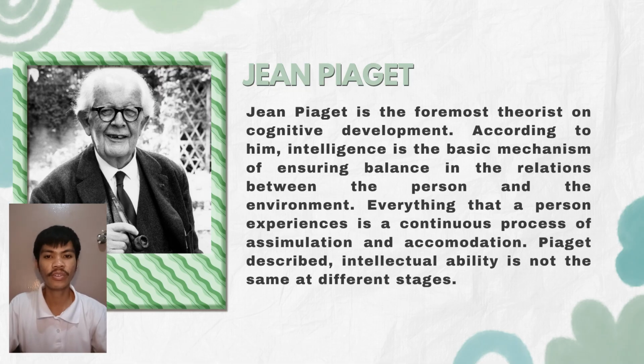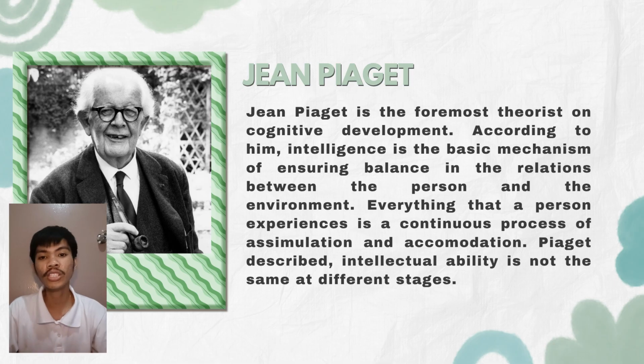So now let's proceed to our discussion. First, Jean Piaget. Jean Piaget is the foremost theorist of cognitive development. According to him, intelligence is the balance mechanism ensuring balance in the relationship between the person and the environment. Everything that a person experiences is a continuous process of assimilation and accommodation. Piaget described intellectual abilities as not the same across the different stages.